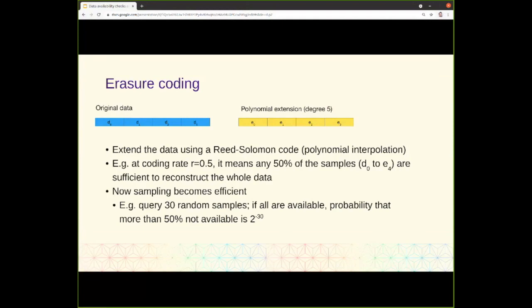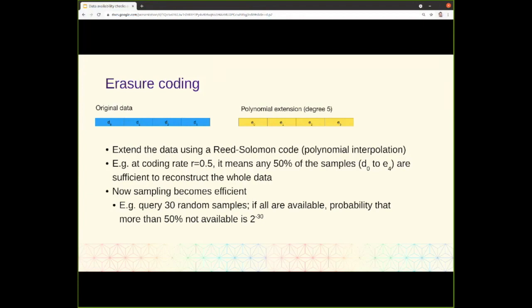And now if we do that, then sampling becomes efficient and much more powerful, because suddenly we don't need to ensure that all the data is available. We only need to ensure that at least 50% of it is available. And that means the number of samples we need to take suddenly becomes a small constant. It's not even dependent on the amount of data anymore.